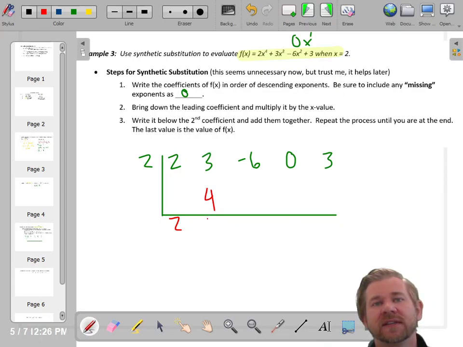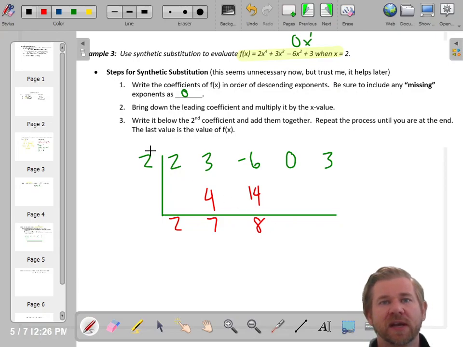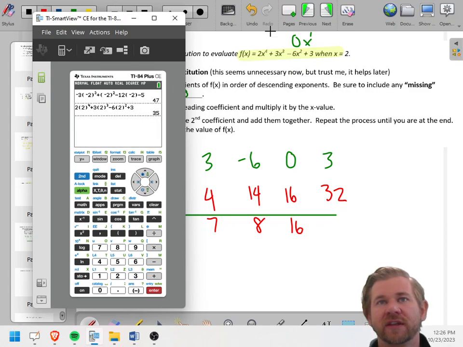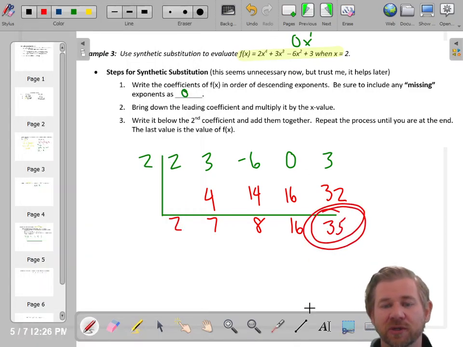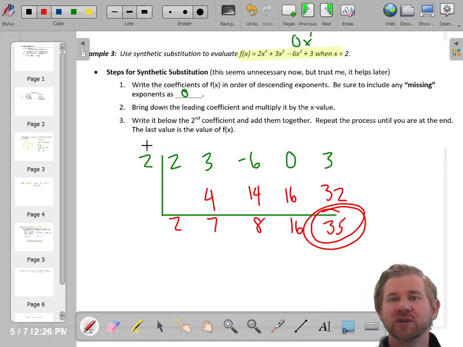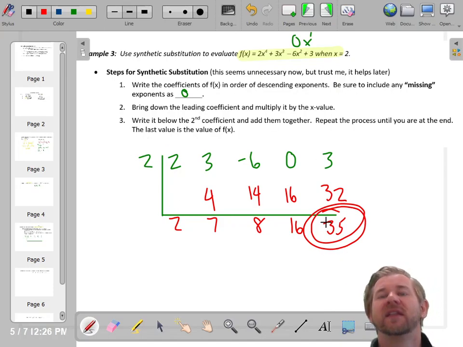3 plus 4 is 7, and now I multiply 2 times 7, and I get 14. 14 minus 6 is 8, and now I multiply. 2 times 8 is 16. 16 plus 0 is 16. 2 times 16 is 32, and when you add them together, you get 35. Okay, this is the answer. When you do direct substitution, by plugging in 2, what I learned is I will get 35.